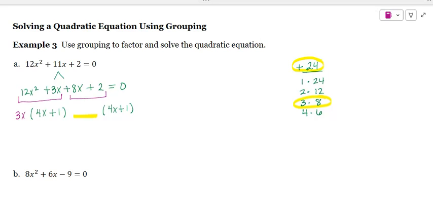It looks like if I took out a plus 2, that would give me the 8x and the 2. So it looks like I want to have a plus 2 there. All right, now the two terms that are in front of the parentheses get grouped together. So I'll have 3x plus 2. And then I'll have that 4x plus 1 grouped together. And this whole thing is equal to 0.